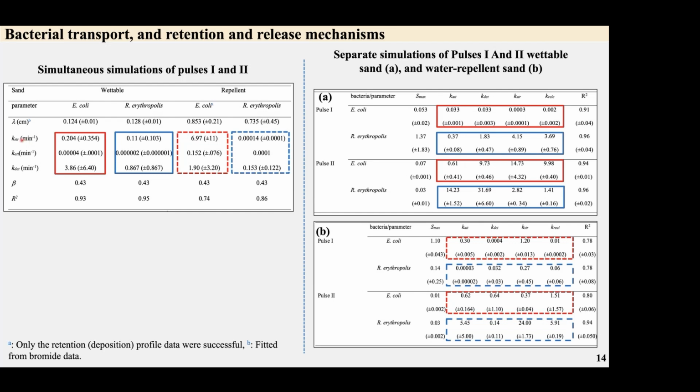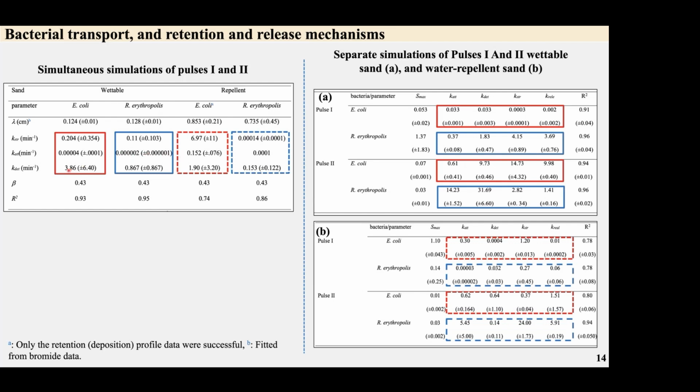And we found that straining, which was a physical retention mechanism, was higher than attachment, both for E. coli and Rhodococcus in wettable sand. But also this was for E. coli in water repellent sand, but not that much for Rhodococcus in water repellent sand. It is interesting to say that Rhodococcus was physically retained in wettable sand. However, attachment coefficient, that was a physicochemical mechanism, was really low. The values were very small.